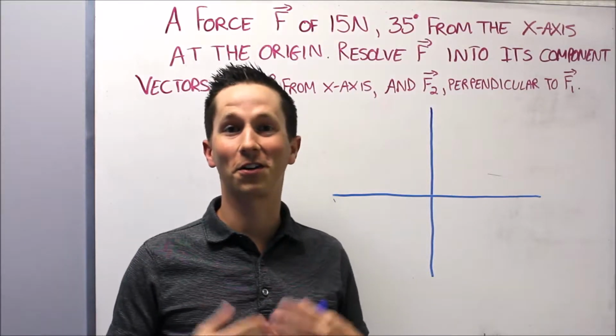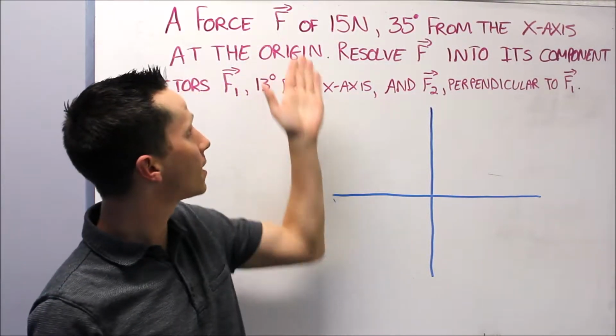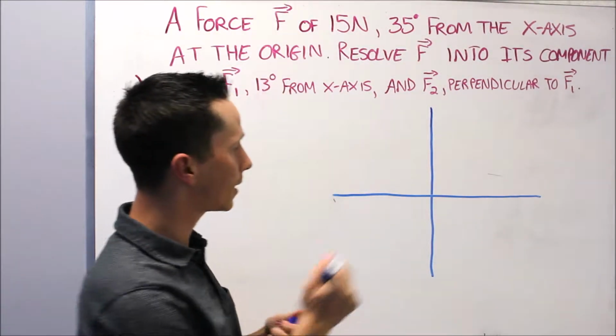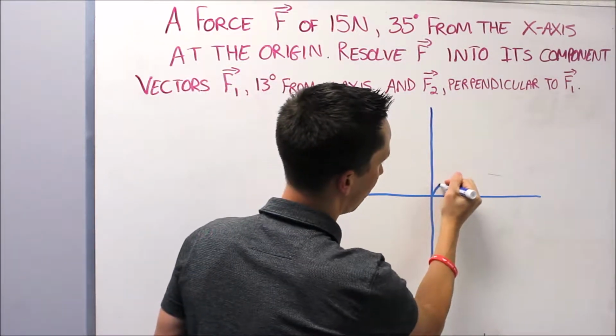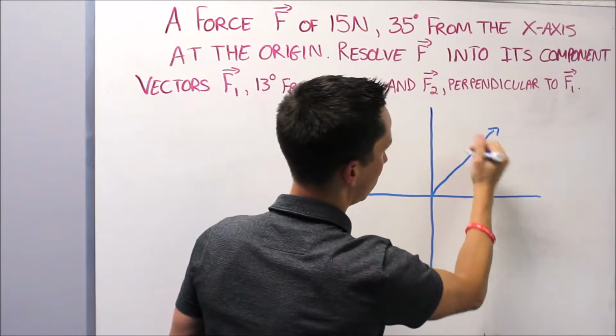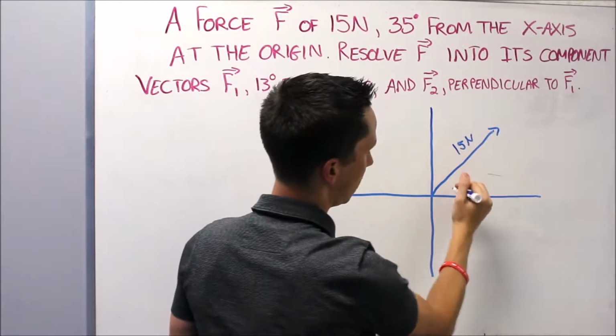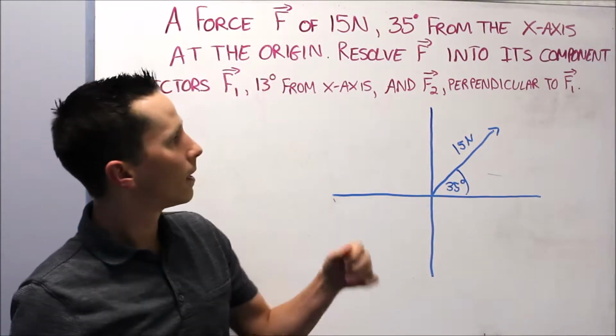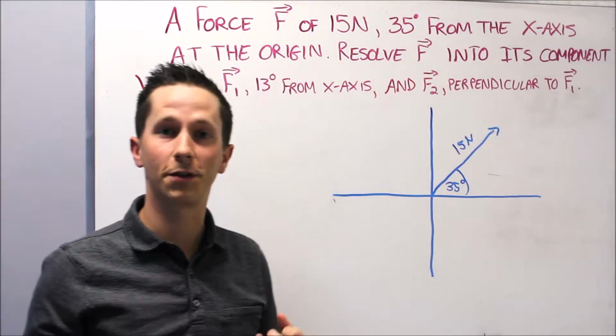Okay, in this video we're going to look at projections. We've got a force F, 15 newtons, so they give us the magnitude, and it's 35 degrees from the x-axis. So I'm just going to draw the force F in here, something like that. 15 newtons and 35 degrees. Great. What we want to do is break this into its components.